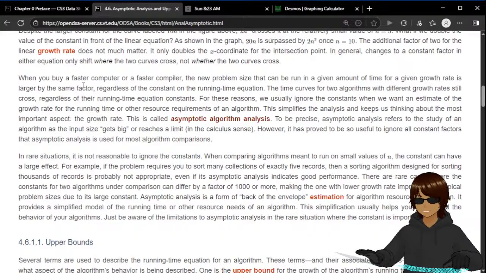When you buy a faster computer or a faster compiler, the new problem size that can be run in a given amount of time for a given growth rate is larger by the same factor, regardless of the constant in the running time equation. And the time curves for two algorithms with different growth rates still cross, regardless of their running time equations' constants. For these reasons, we usually ignore the constants when we want an estimate of the growth rate for the running time or other resource requirement of an algorithm.